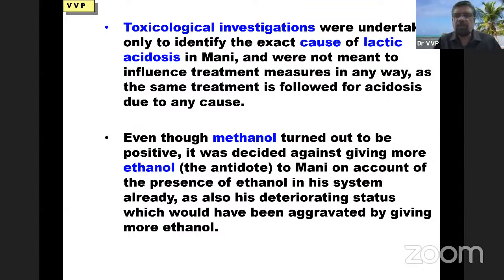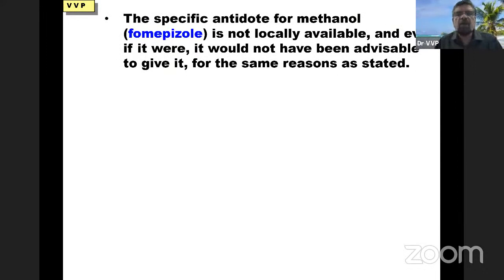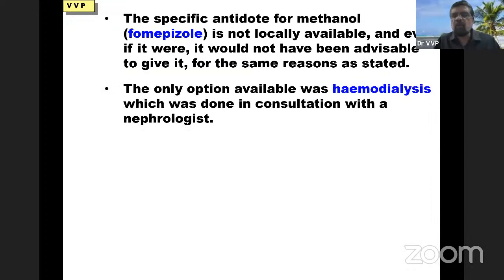The antidote for methanol is actually fomepizole or 4-methylpyrazole, but at that time, 2016, it was not easily available. And so much of the time, we give ethanol itself as the antidote. Ethanol competes with the same enzymes for methanol and prevents methanol from being metabolized to toxic metabolites like formaldehyde and formic acid. That's how it acts. And this person was already having ethanol in his system, so it was not considered advisable to give some more ethanol. And the actual antidote, fomepizole, not being available, we felt that also is not an option for his treatment. And the only option available was hemodialysis.